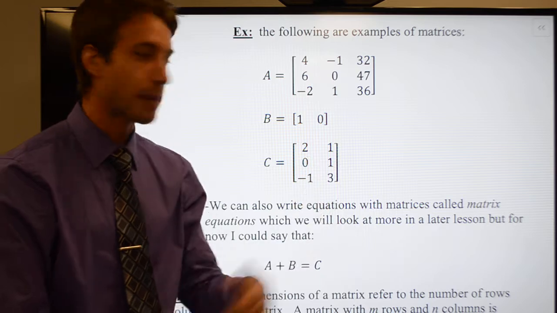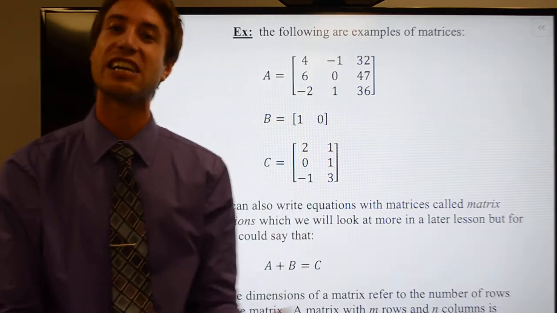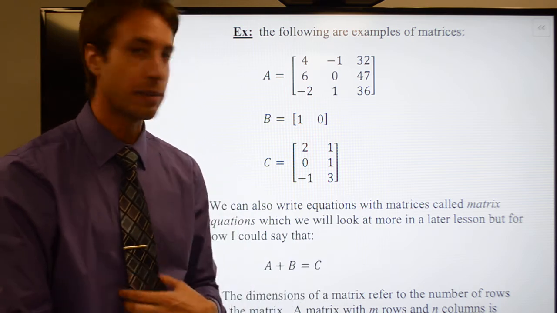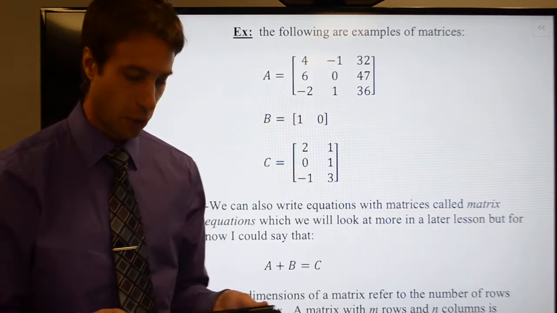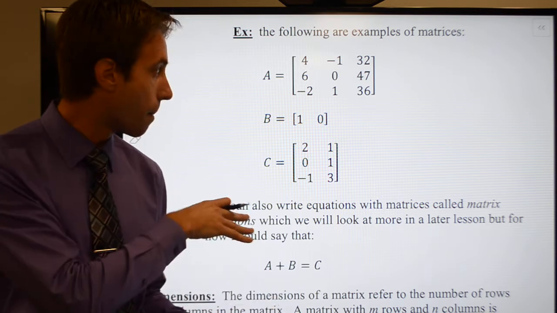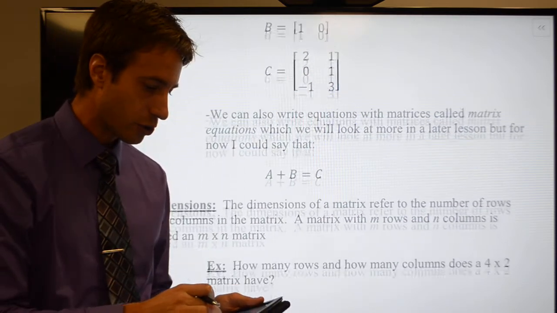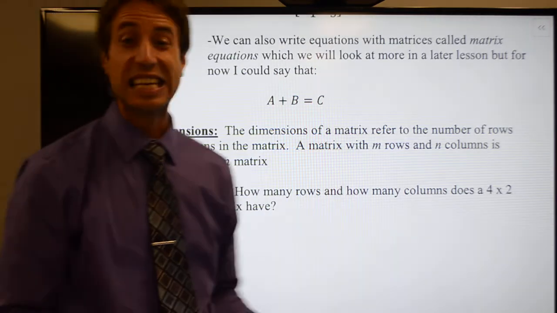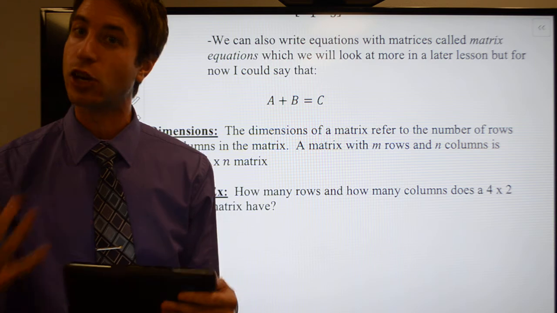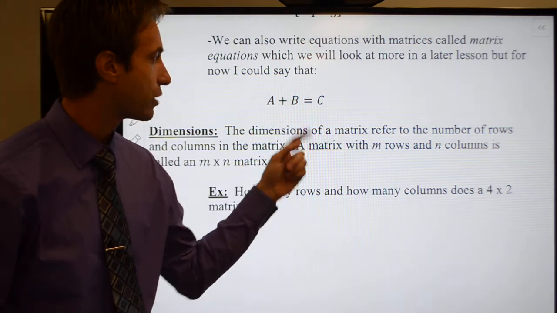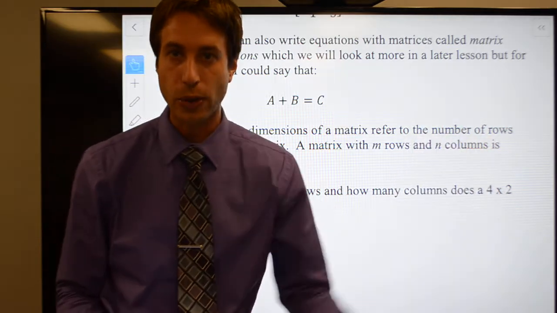So just a couple of examples. The matrix can be as big or as small as you'd like it to be. It depends on how many elements you have in your particular matrix. I will make one quick note here before we move on to what we're going to do in this section: it is possible to write an equation with matrices. For example, if I have matrix A and I add matrix B, that could be equal to a matrix C.